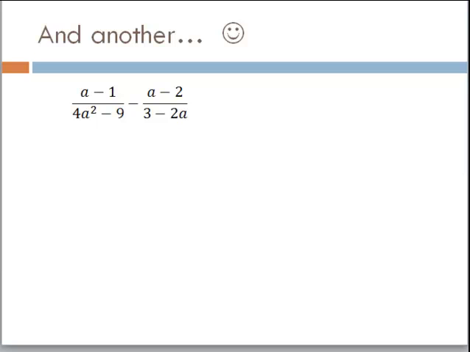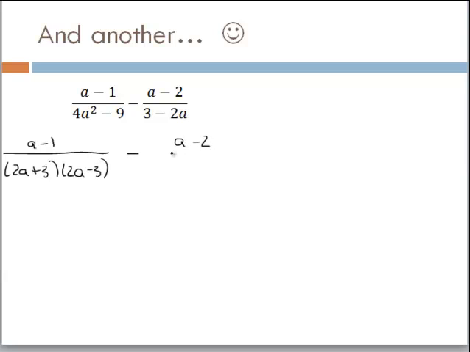So how is subtraction any different? Well, remember, go ahead and see if you can factor everything. So we're going to have a minus 1, this is difference of squares, so we have 2a plus 3 and 2a minus 3.